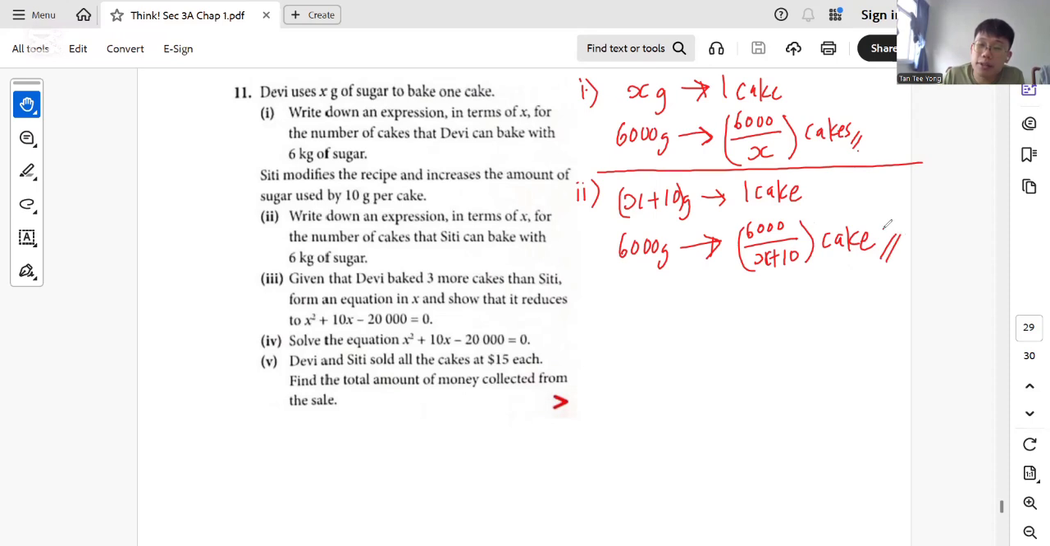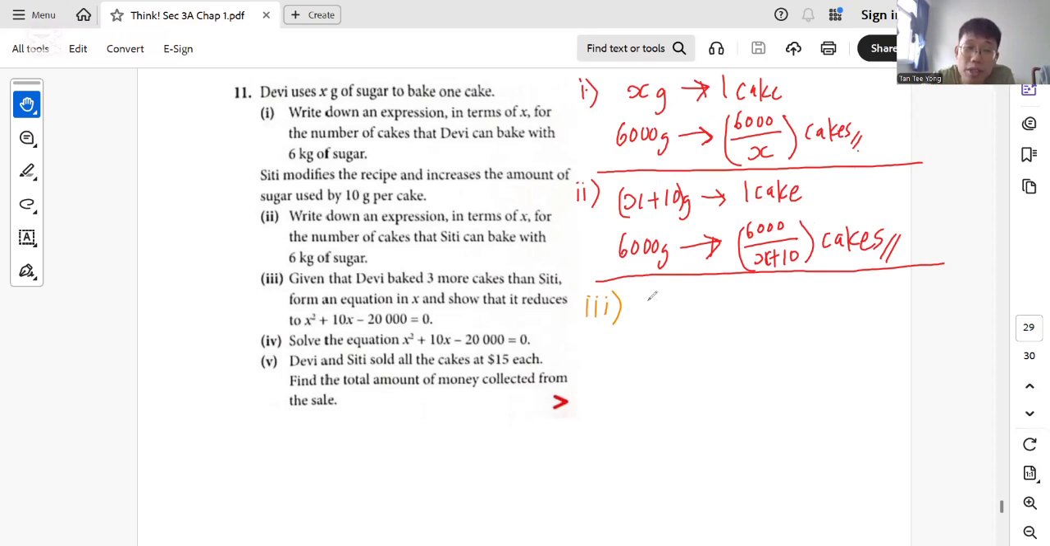Okay, so this is for CT. Then part 3, I think I changed the color. So for part 3, I think my laptop is lagging. Anyway, given that Devi baked 3 more cakes than CE. Oh, okay. So Devi bakes 3 more cakes than CE.